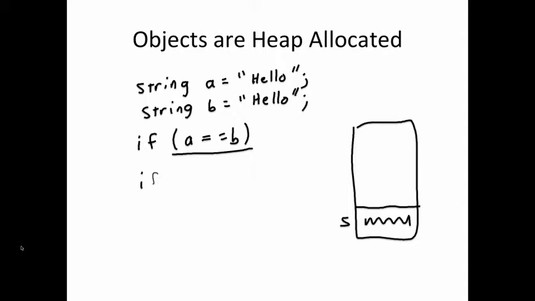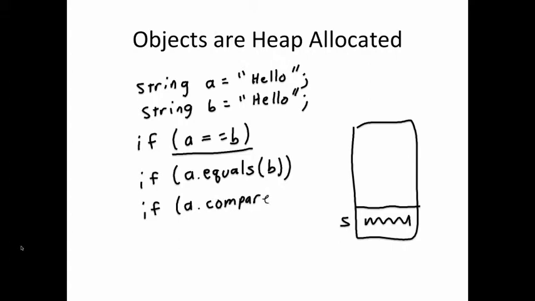If you want to compare two objects for equality, you need to use the equals method. Remember, that is a method defined by the object superclass and inherited by all subclasses. If you want to compare two strings, remember that you would use a.compare B, and that would return a negative number if A was less than B, 0 if they were equal, and a positive number if A was greater than B.